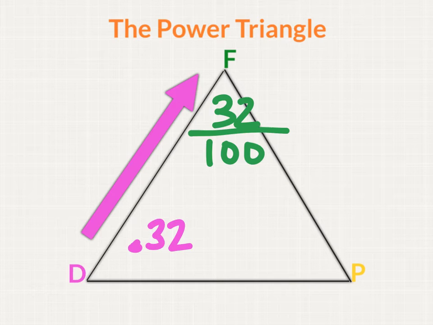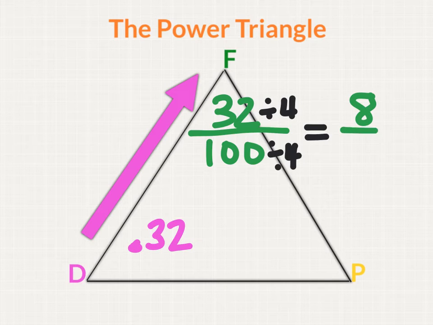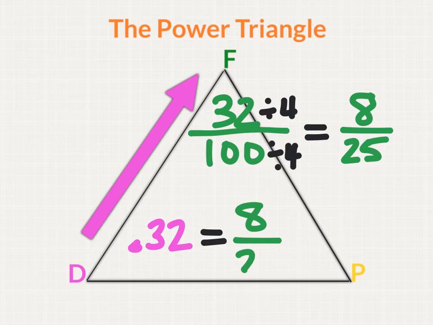32 over 100. And now I can look to simplify. I know that 32 and 100 can be simplified by 4. 4 is the greatest common factor shared by 32 and 100. 32 divided by 4 is 8, while 100 divided by 4 is 25. I know by simply writing the decimal as the value over the place value, I can write the equivalent value of 32 hundredths as 8 over 25.